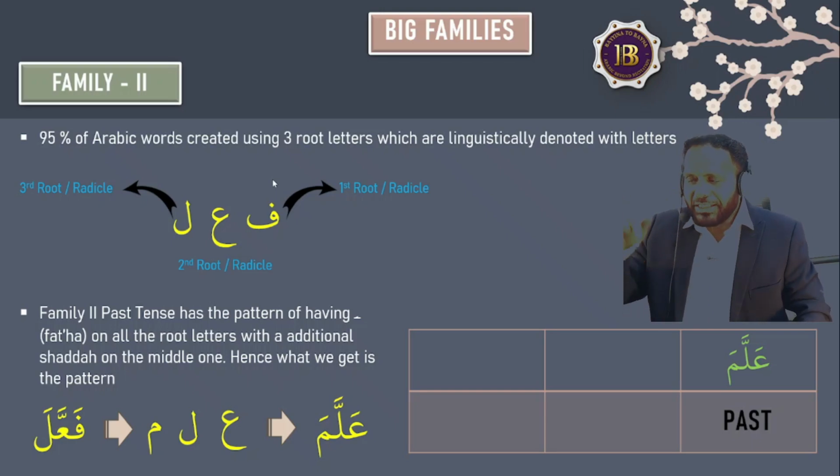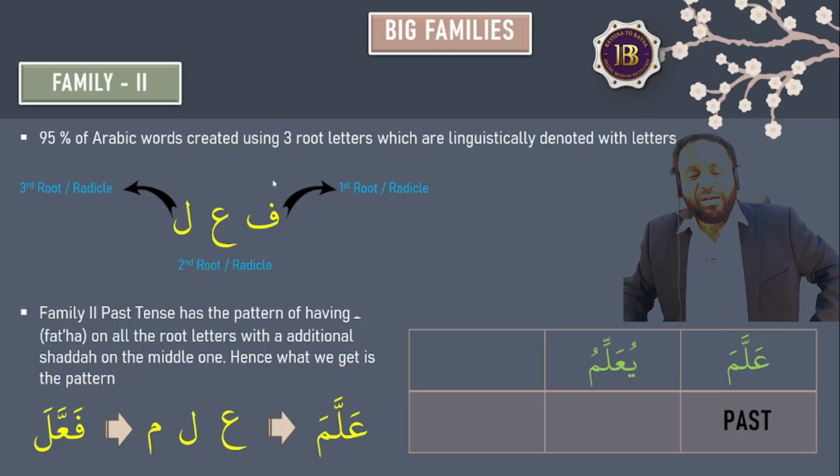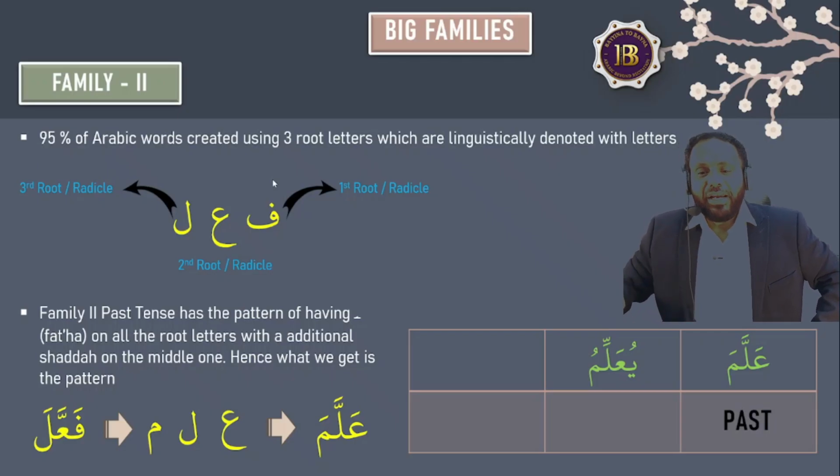How? Well, the present tense pattern will always be like this: yu'allimu. So every fa'ala word will have its present tense on the pattern yufa'ilu. Now you see that the roots are ain lam mim and you got an additional u in the beginning. What is that u doing? Well, that's a sign of a present tense.